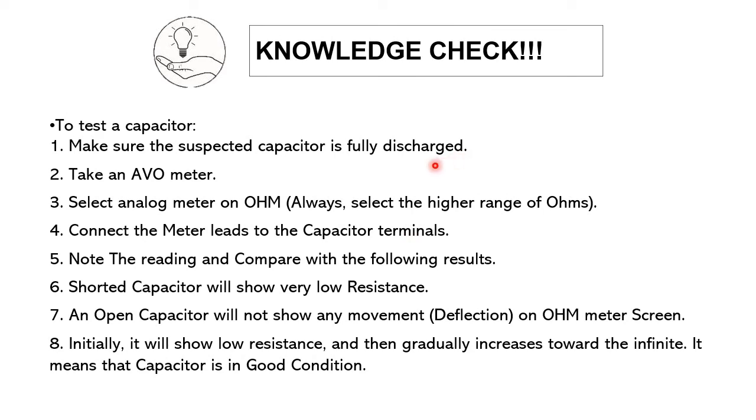To test a capacitor, first, make sure the suspected capacitor is fully discharged. Second, take an AVO meter. Third, select analog meter on ohms. Fourth, connect the meter leads to the capacitor terminals. Fifth, note the reading and compare the following results. A shorted capacitor will show very low resistance. An open capacitor will not show any movement, and a good capacitor initially will show low resistance, then gradually increase toward infinite. That means the capacitor is in good condition.